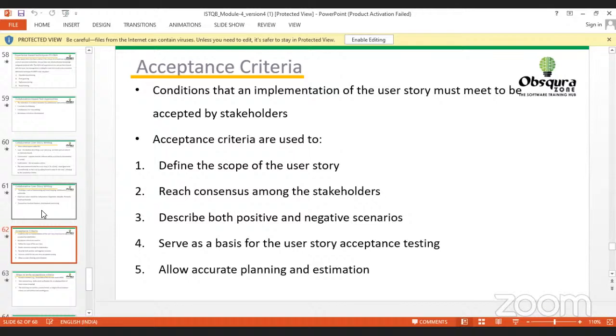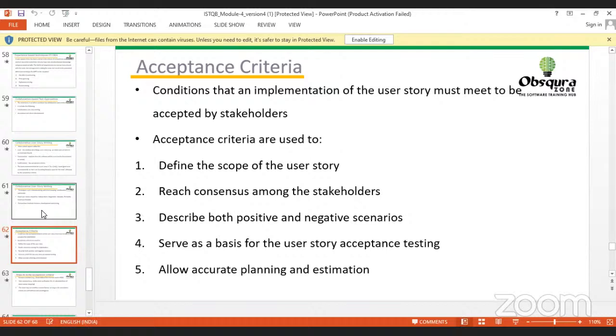Reach consensus means that effective communication and negotiation skills are very crucial in the process to ensure that all stakeholders feel that their needs are addressed and to achieve the consensus that supports the project success. Okay, that is reach consensus. Then, describe both positive and negative scenarios. We have to include both positive and negative scenarios in this acceptance criteria.